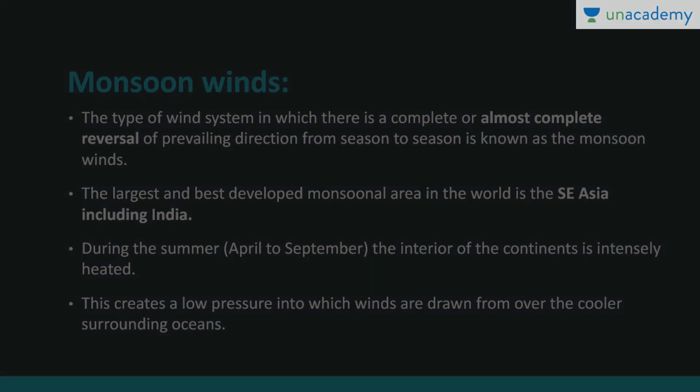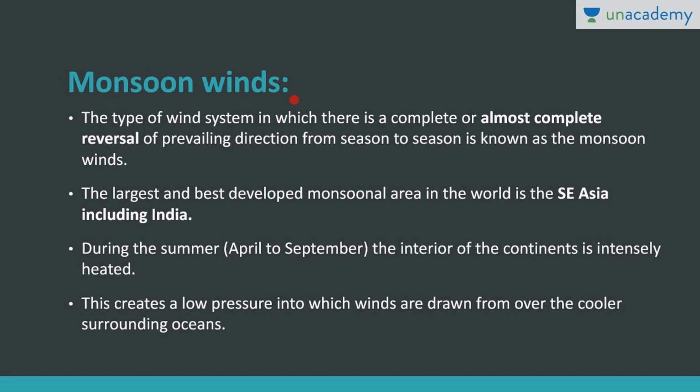Now the second one is the monsoon winds or seasonal winds. Monsoon means a complete or almost complete reversal of wind direction, right? This basically changes from season to season. These monsoon winds are largest and best developed in the world in Southeast Asia, including India. So how are these created?